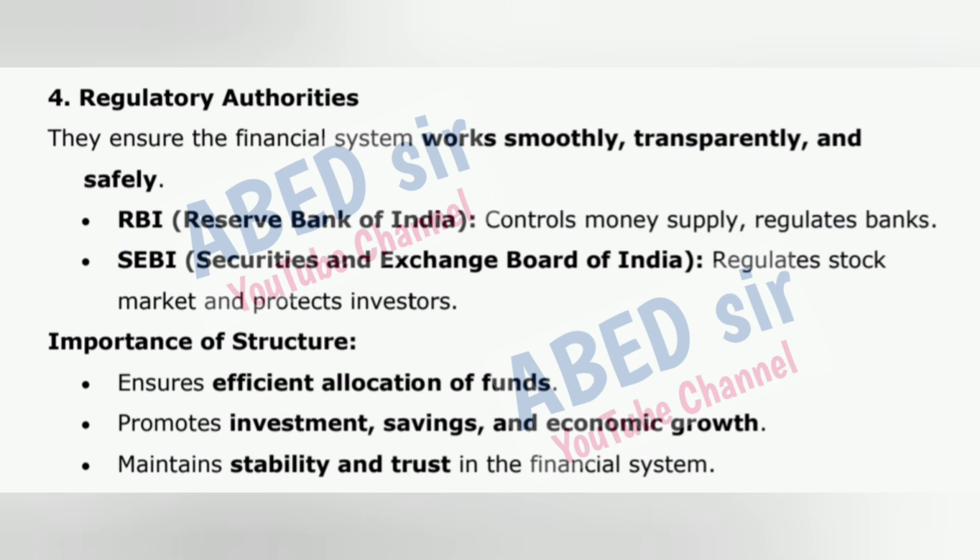4. Regulatory authorities. They ensure the financial system works smoothly, transparently, and safely. RBI, Reserve Bank of India, controls money supply, regulates banks. SEBI, Securities and Exchange Board of India, regulates stock market and protects investors.